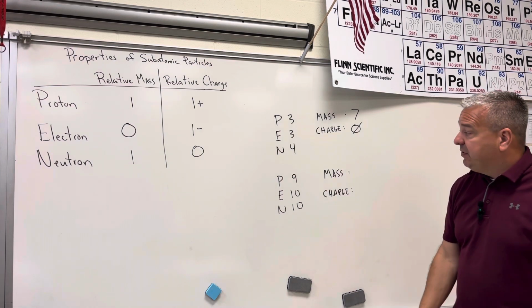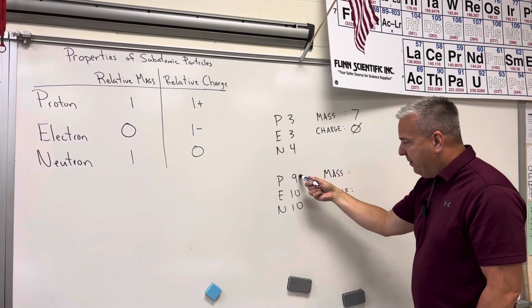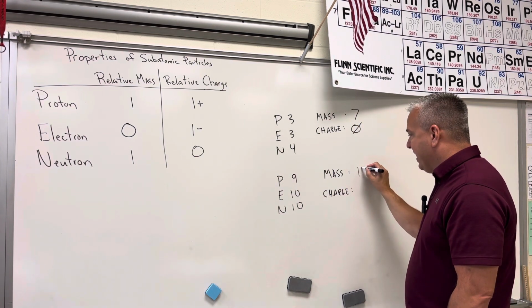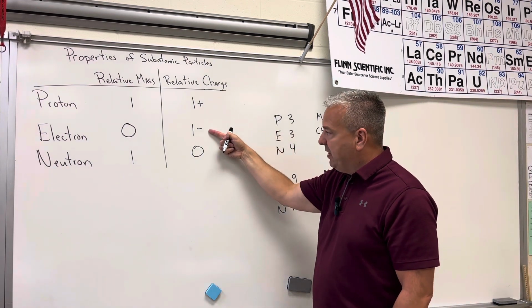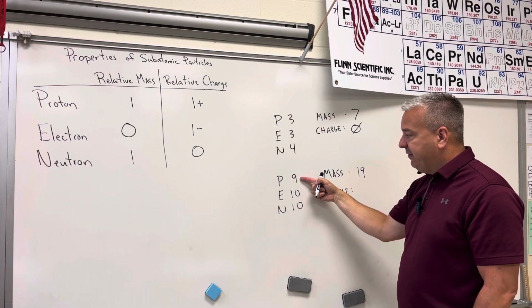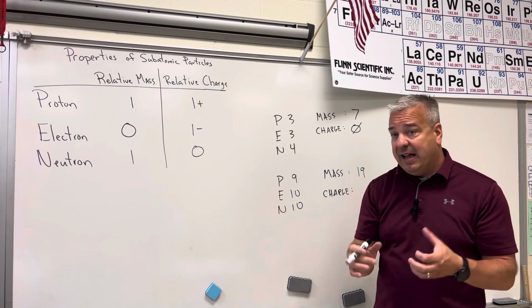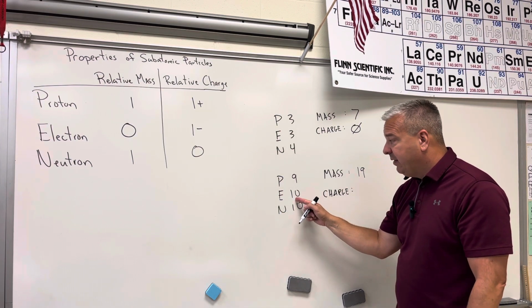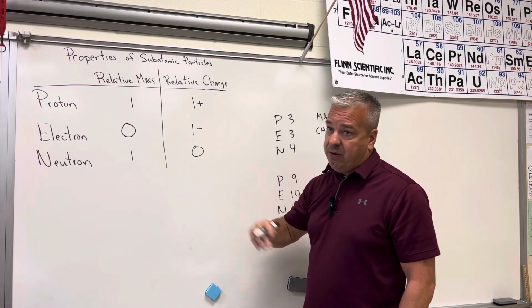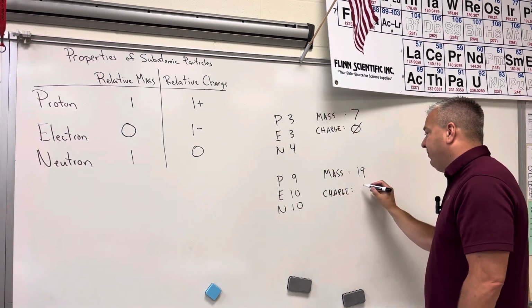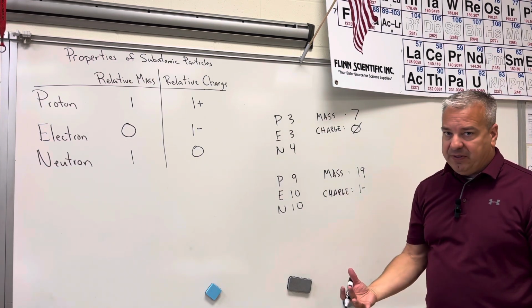Same thing as before. The two things that have mass are going to be the protons and the neutrons. So we add them up, the protons and neutrons. It's going to be 19. And then as far as the charge, we're looking at the two things that have charge, which are protons and electrons. Protons have 9, electrons have 10. So they're not even. They're not going to cancel out. In fact, I have one more electron than I do protons, and electrons are negative. And if I have one more negative particle than positive particles, this thing's going to have a charge of -1.